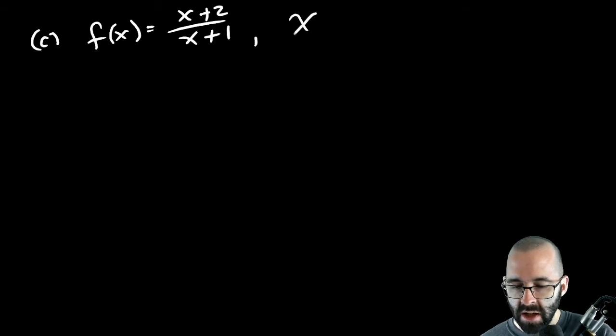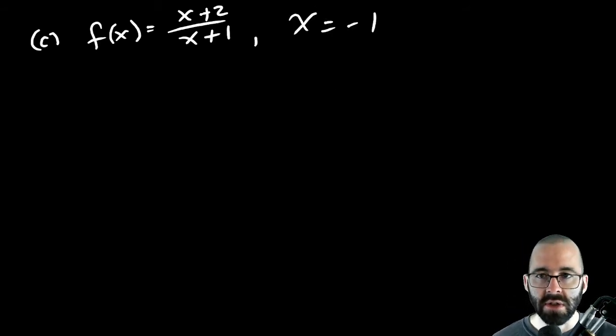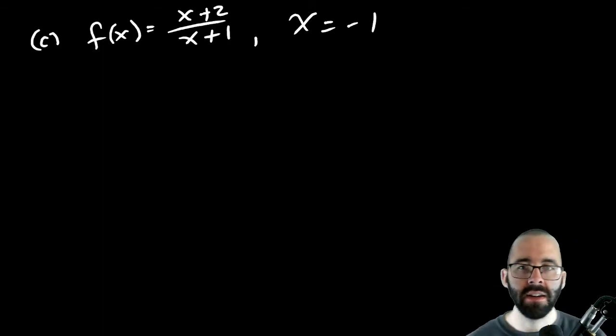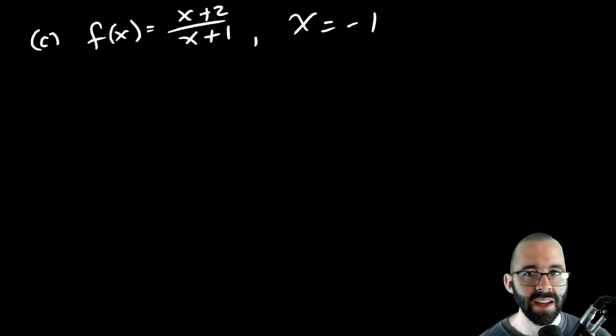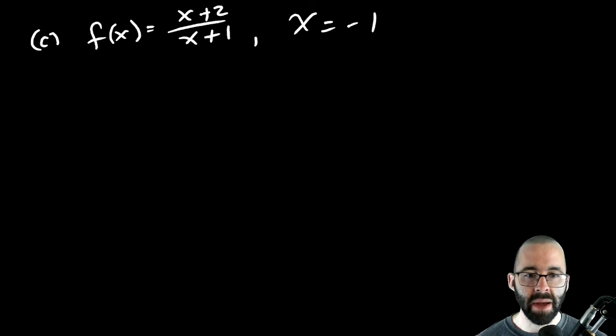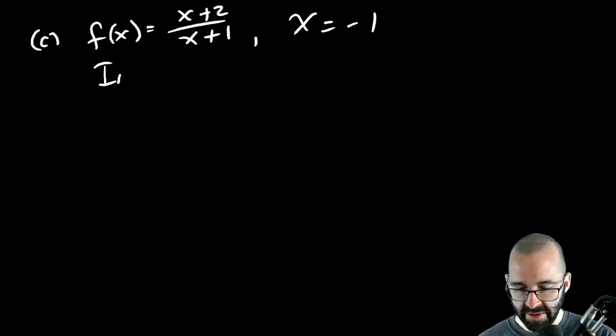Part C, f of x equals x plus 2 over x plus 1. Again, another rational function. Rational functions are continuous everywhere in their domain. But x equals negative 1 is not in the domain. There's no common factors. If there were a common factor here, then maybe it'd be a removable discontinuity. Maybe there'd be a hole. But there isn't. This is a vertical asymptote. Since there's a vertical asymptote, it's going to be an infinite discontinuity.